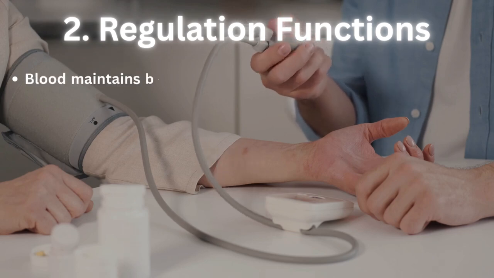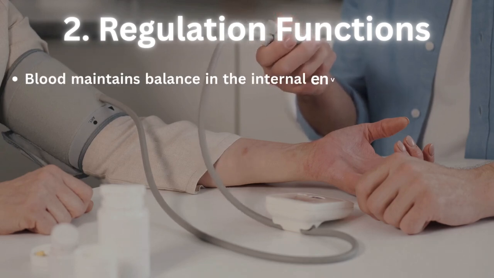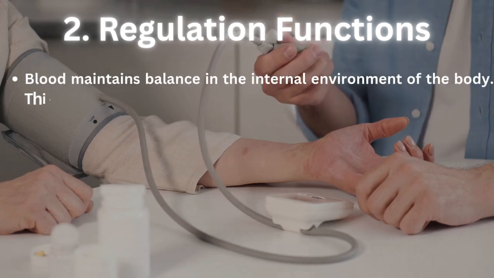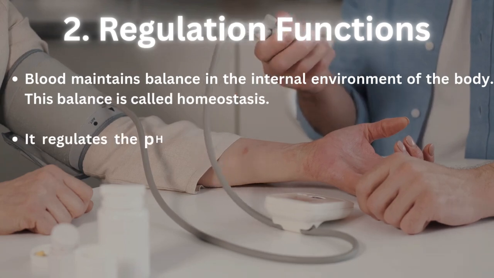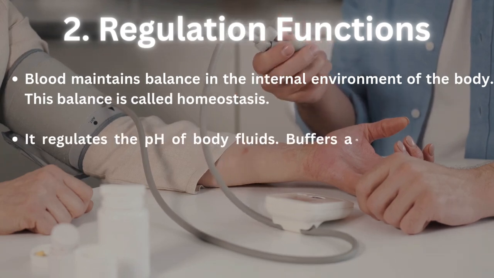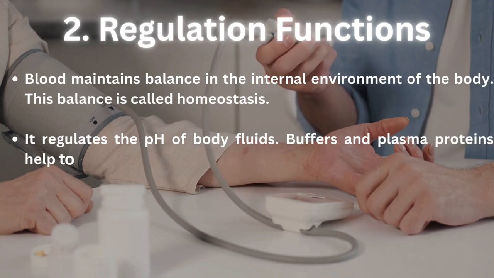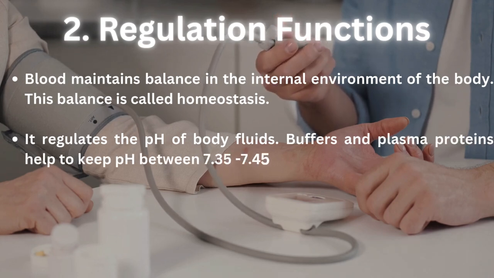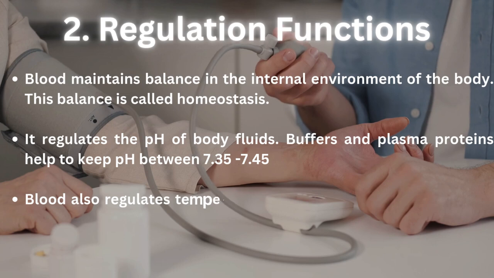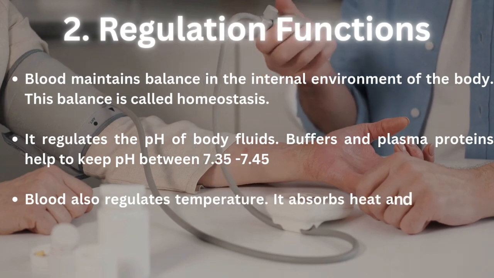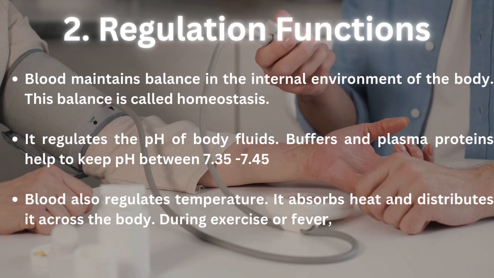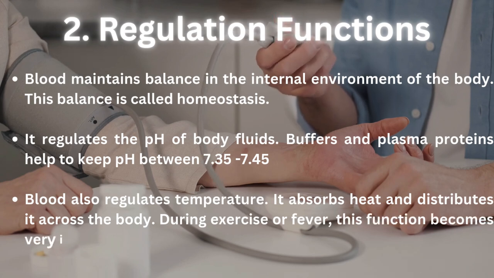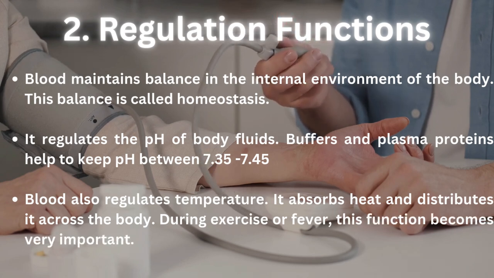Blood maintains balance in the internal environment of the body. This balance is called homeostasis. It regulates the pH of body fluids. Buffers and plasma proteins help to keep pH between 7.35 and 7.45. Blood also regulates temperature. It absorbs heat and distributes it across the body. During exercise or fever, this function becomes very important.